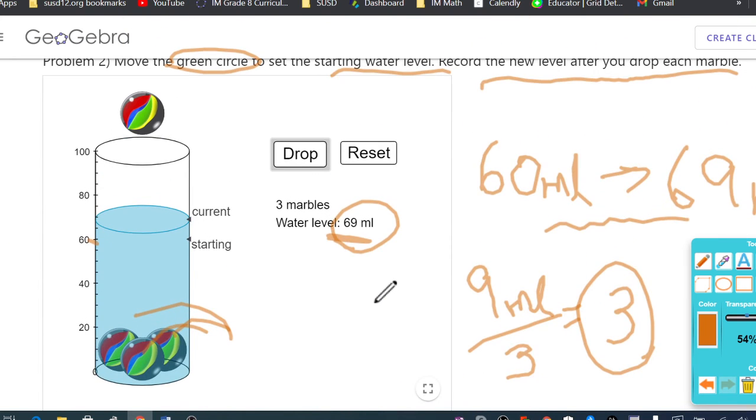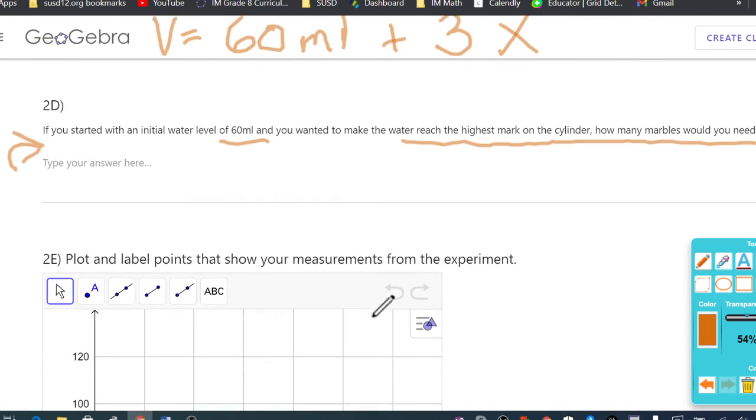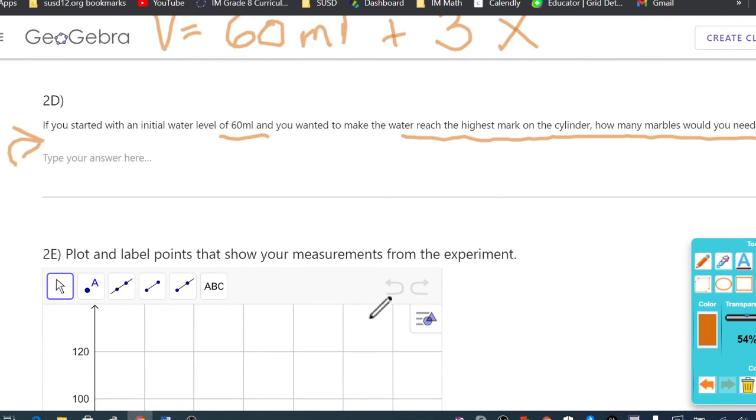Okay, let's see here. The highest mark is 100. So you want to go from 60 to 100. How many marbles would you need? Well, each marble adds 3 milliliters of water. So how many times does 3 go into 100? Remember, each marble adds 3 milliliters of water.